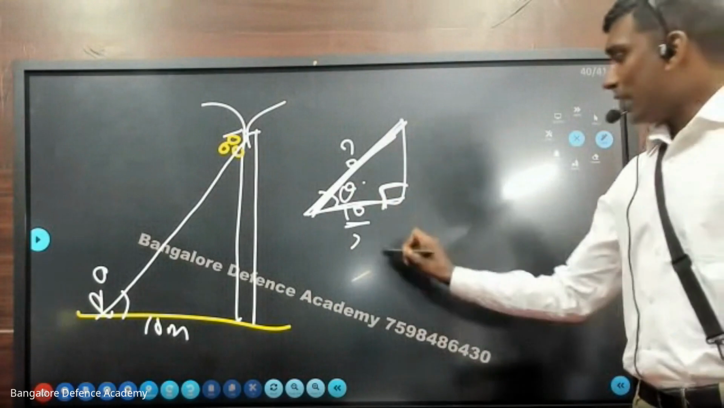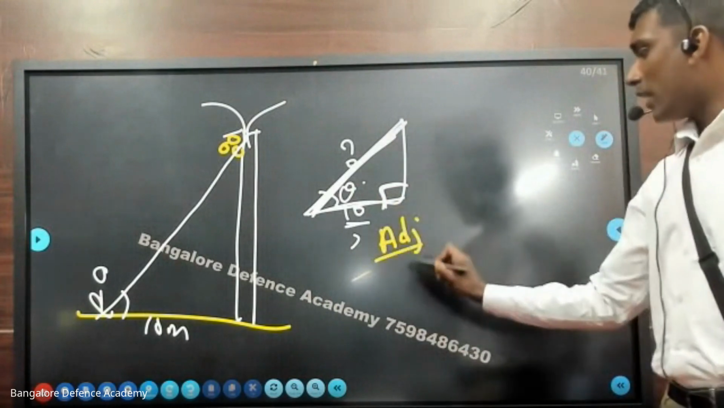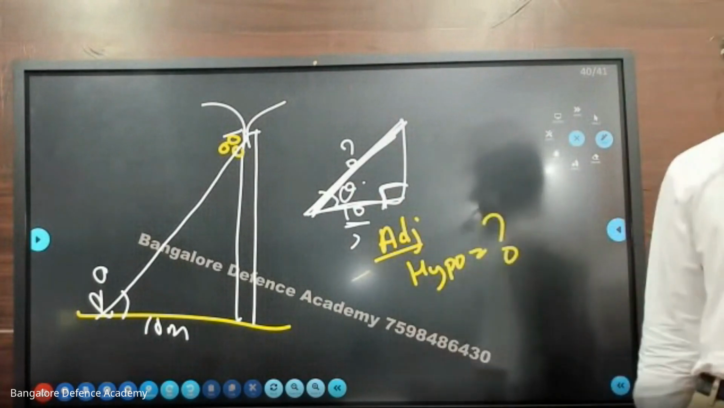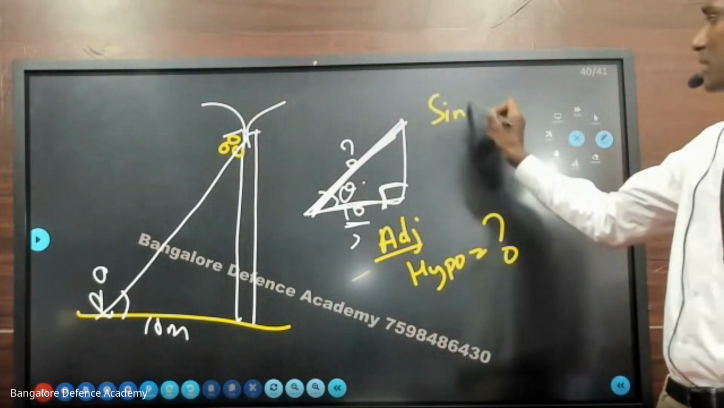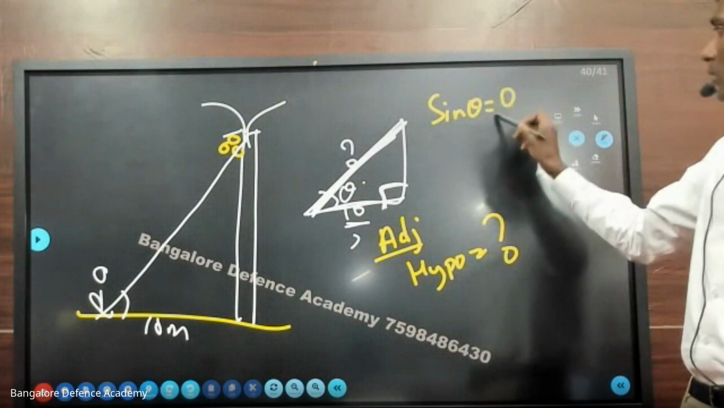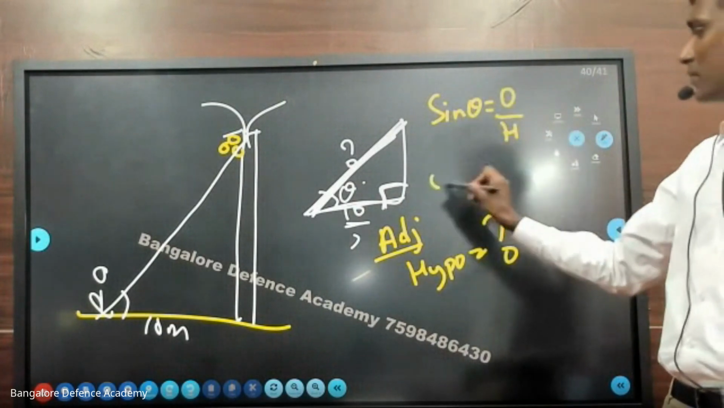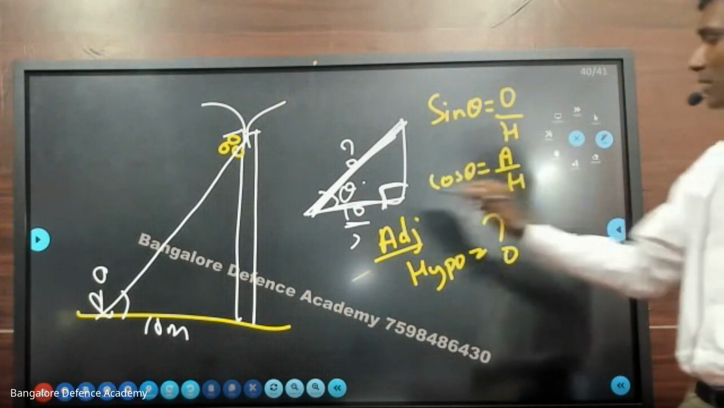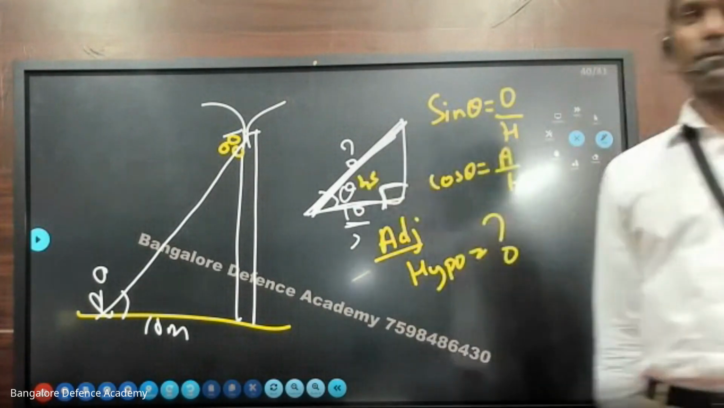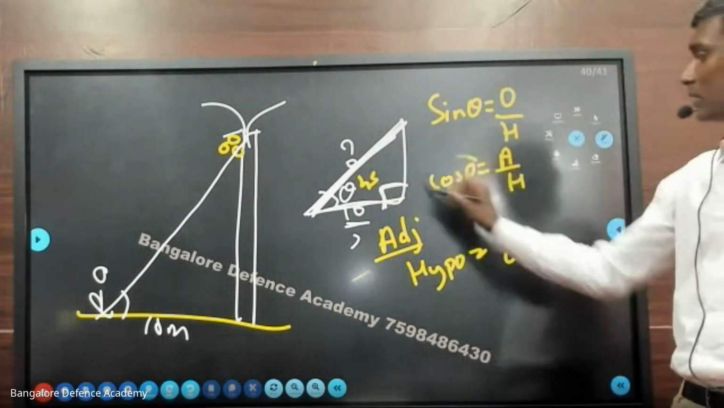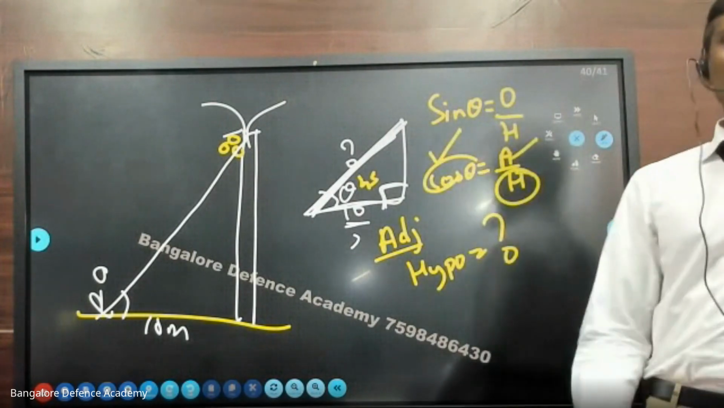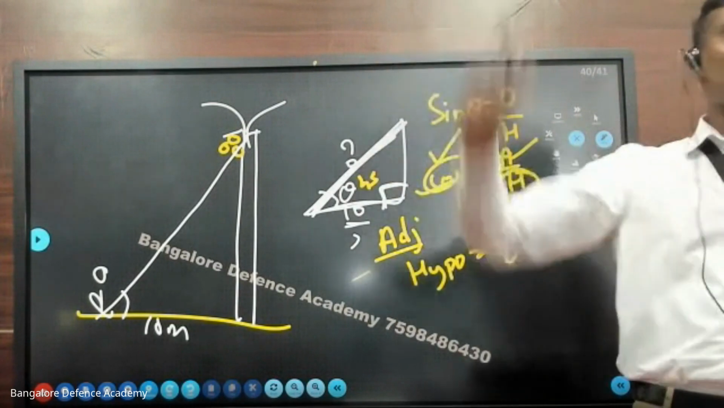Adjacent side is given, and what you have to find? Hypotenuse. Tell me, what is the formula for sine theta? Opposite by hypotenuse. What is the value of cos theta? Adjacent by hypotenuse. Imagine this theta is 45, and the adjacent side you know. What should you find? Hypotenuse. Directly use the cos theta formula, you get the answer.